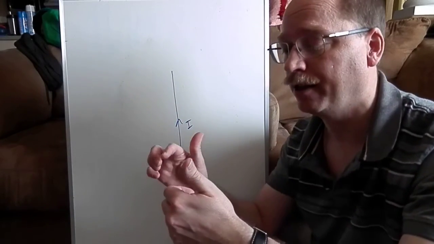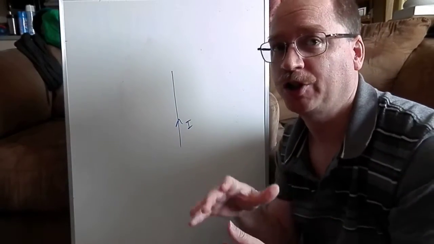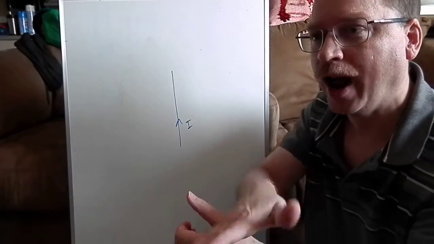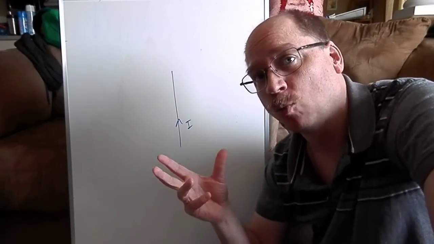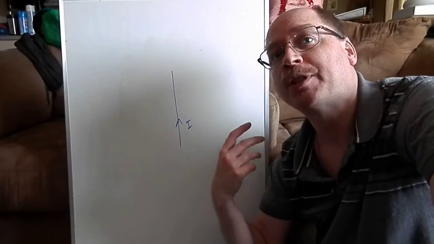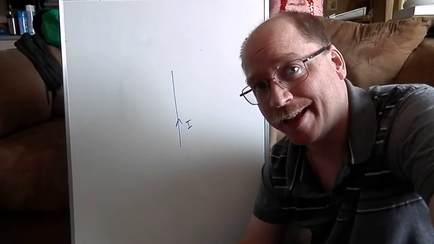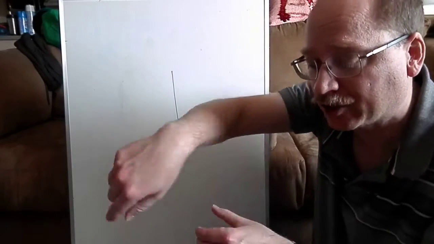Now you have to be careful in that part, because your fingers don't just stop. Your fingers wrap around. And that's what we have to visualize about the magnetic field: it doesn't end in one particular spot. It wraps around again and again and again, just continuously in a big circle.